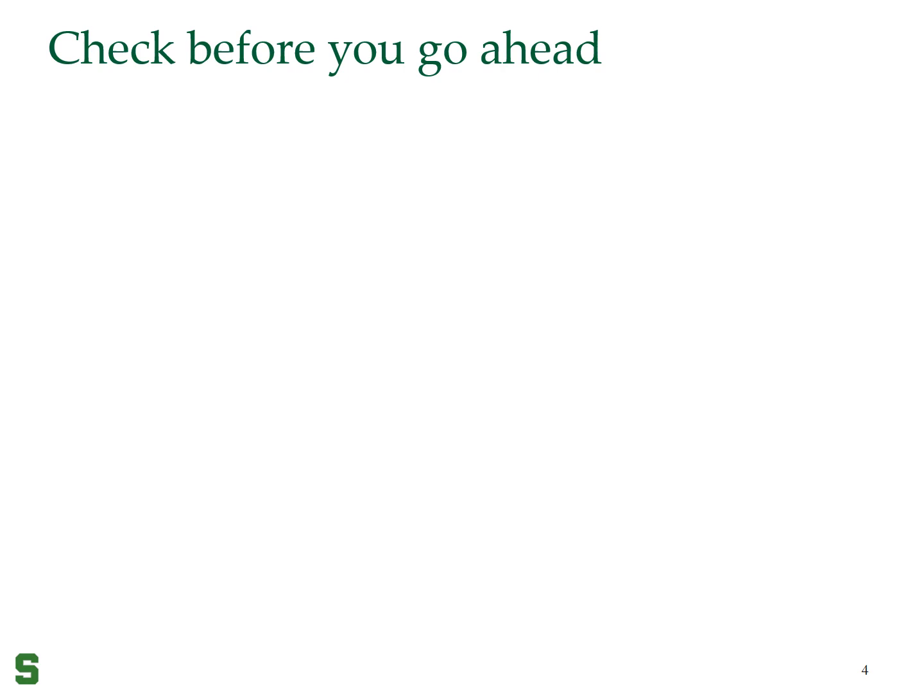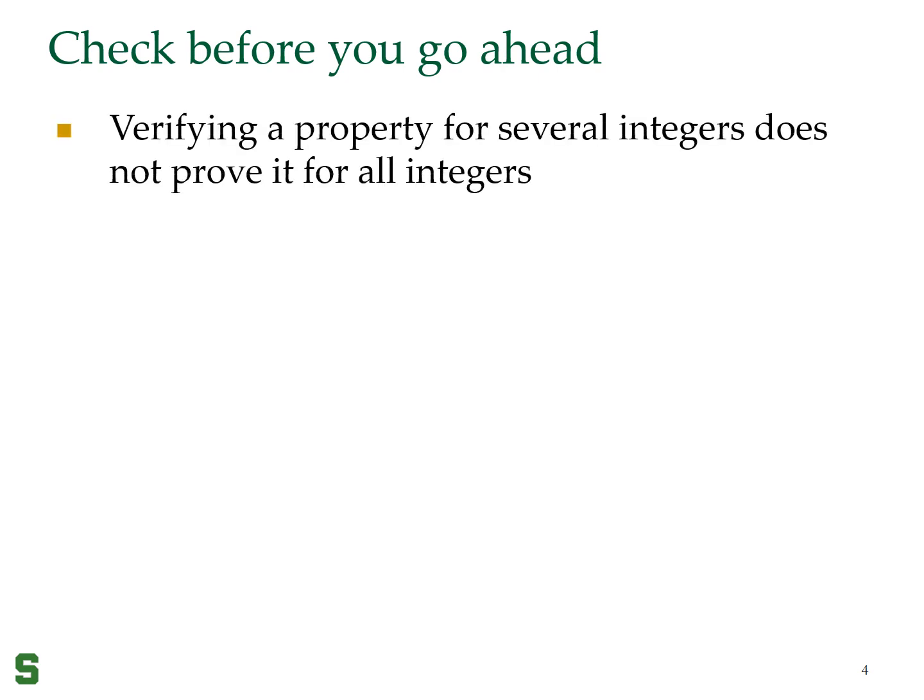Once again, we have reached the check before you go ahead slide. The key thing I wanted you to get from this part was making sure that you realize that checking a property for several integers doesn't prove it for all integers. If you have checked it for a dozen, 100, million, it does not necessarily mean that it is true for all integers.